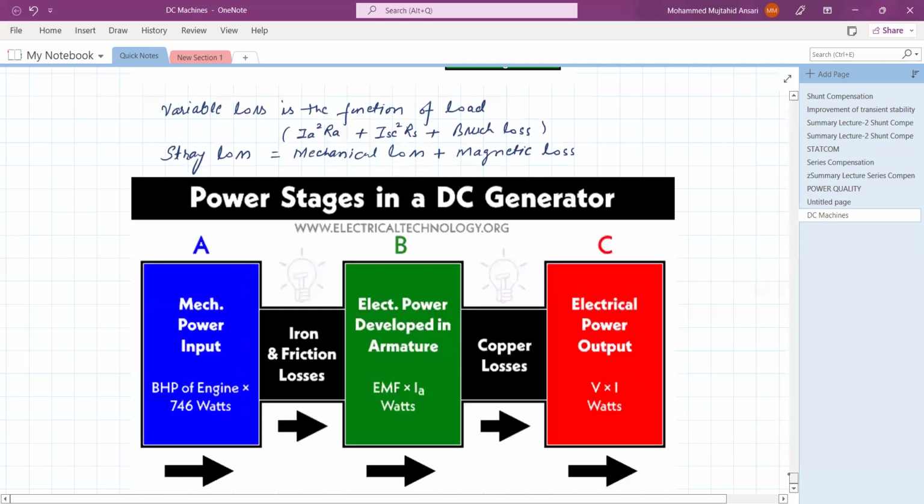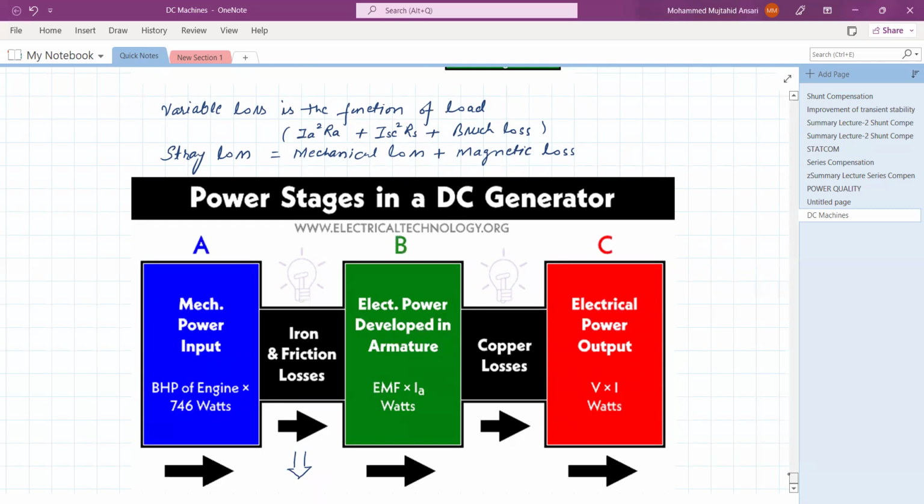So it is a mechanical input. Mechanical input is from any type of engine whose capacity is given in bhp, 30 bhp, 20 bhp, and if you multiply by 746, it becomes watts. So there are iron, frictional and windage losses. So these are the stray losses. Now, if you subtract this value from the given input, we will get the gross electrical power developed, which is equal to the EMF generated multiplied by the armature current. Actual EMF induced in the armature multiplied by the armature current is the gross electrical power developed.